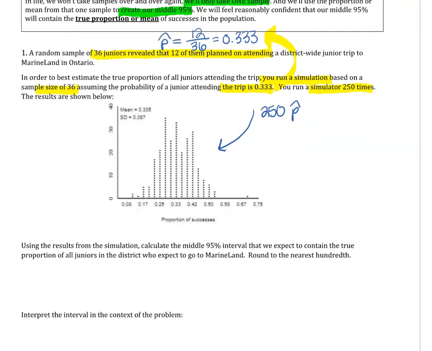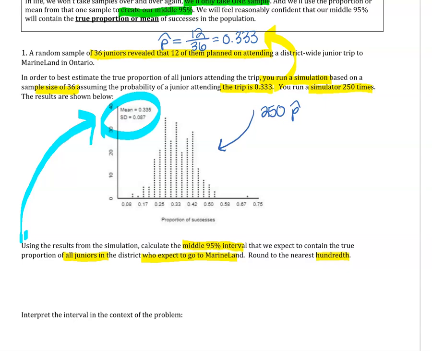Using the results of the simulation, calculate the middle 95% interval that we can expect to contain the true proportion of all juniors in the district who we can expect to go to Marineland, and round to the nearest hundredth. All right, so when it says using the results of the simulation, this is actually super easy. They're telling you the mean and standard deviation, so forget throwing out dots. That would only give me an estimate. Now I have data, I have numbers.